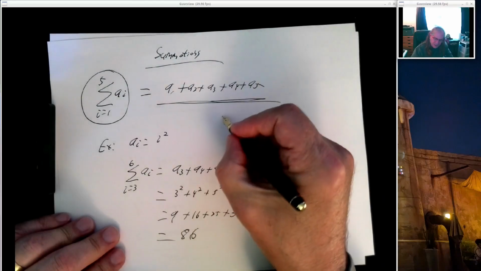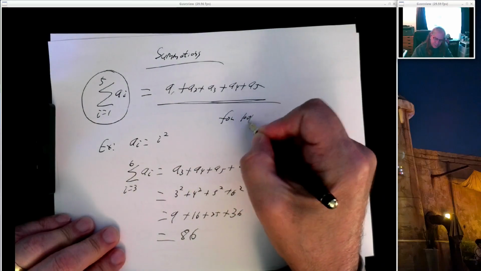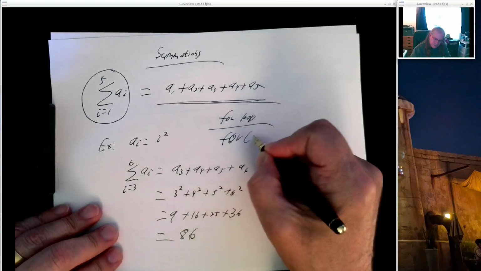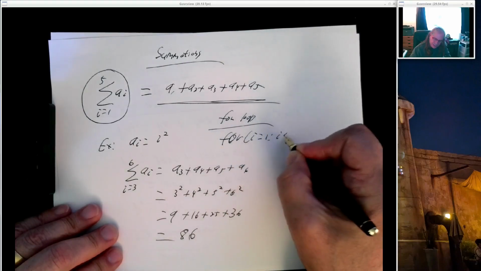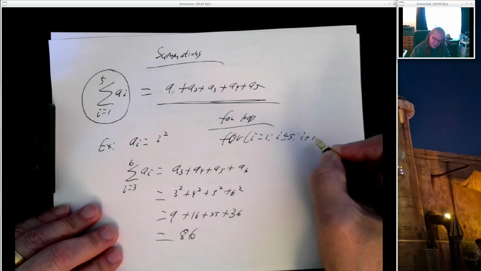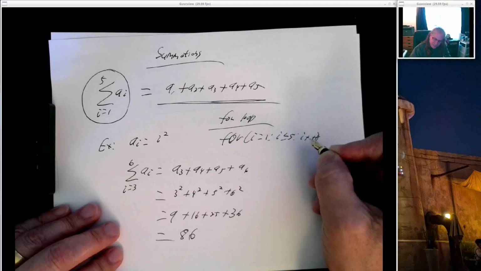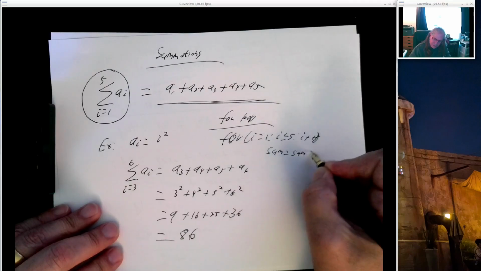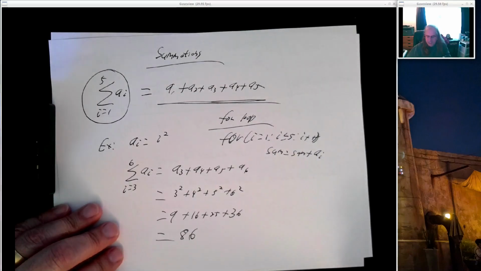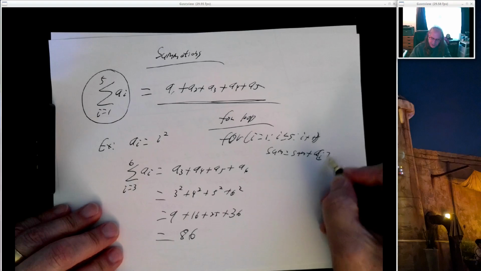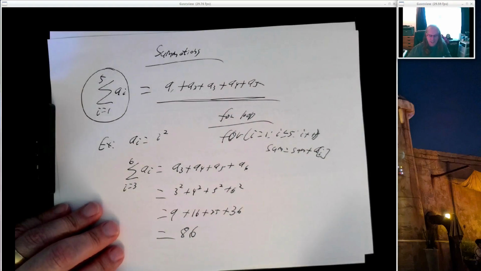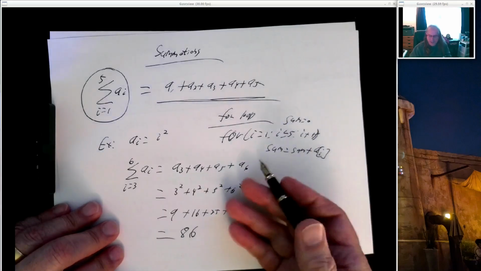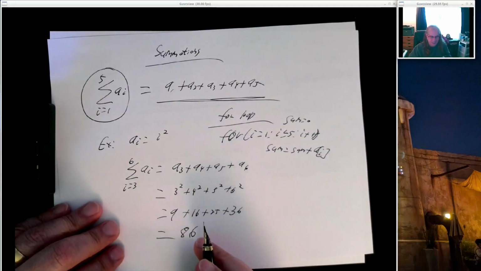All right, so what is this? This is like a for loop. We could say for i equals 1, i less than or equal to 5, i plus plus, sum equals sum plus a_i. Maybe that's an array element i. So initialize your sum to 0, and then this is just doing a running sum inside a for loop.